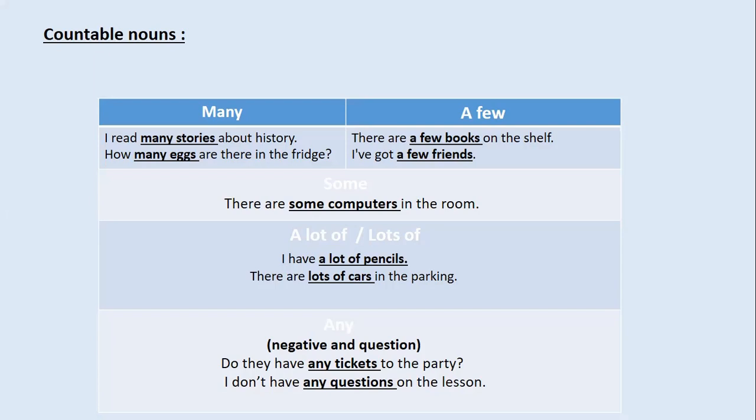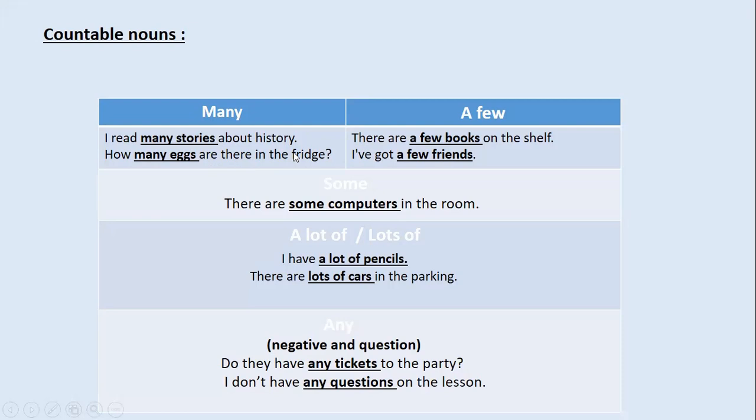How many eggs? So to ask about the quantity. عشان نسأل عن الكمية. How many eggs? So since eggs, I can say an egg, 2 eggs, 3 eggs. So it is a countable noun. اسم معدود. So we use many. How many eggs are there in the fridge? You can notice that here for eggs we use are. استخدمنا are.